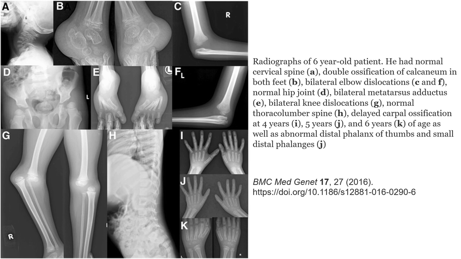Radiograph of a 6 years old patient. He had normal cervical spine, double ossification of calcaneus in both feet, bilateral elbow dislocation, normal hip joint, bilateral metatarsus adductus, bilateral knee dislocation, normal thoracolumbar spine, delayed carpal ossification at 4 years, 5 years, 6 years of age, as well as abnormal distal phalanx of thumbs and small distal phalanx.